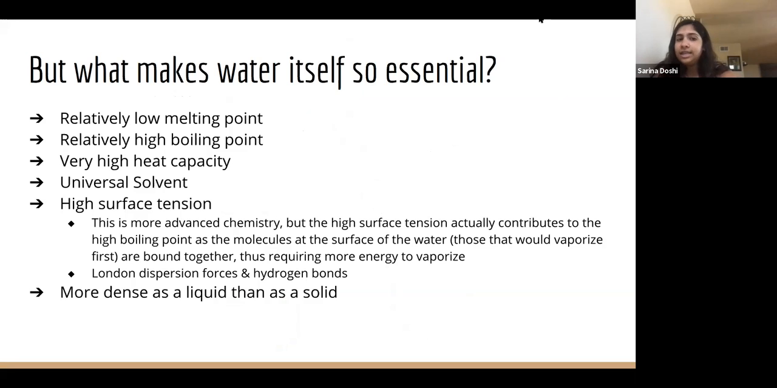It has a very high heat capacity, which is different from the previous bullet point. We'll talk about it a little bit more. It is a universal solvent and it's got high surface tension.